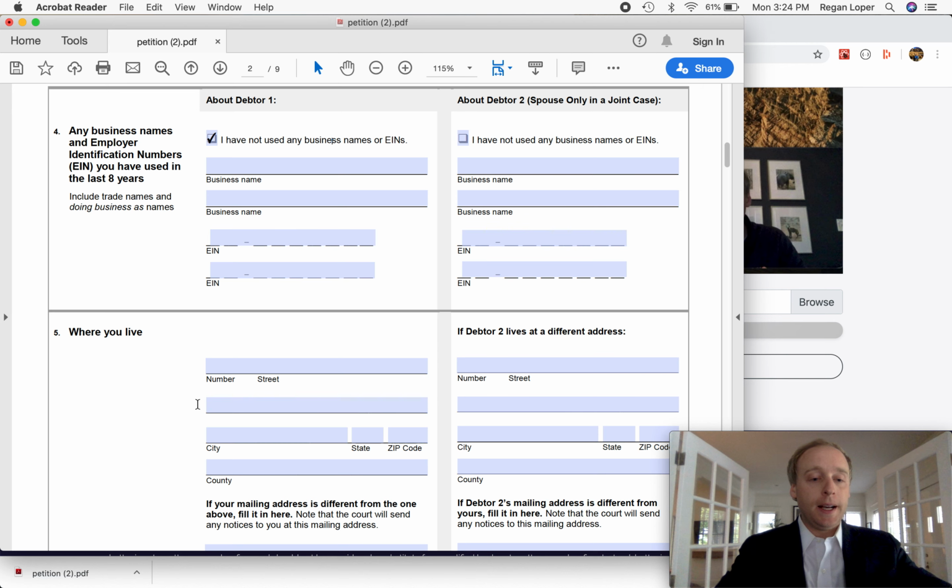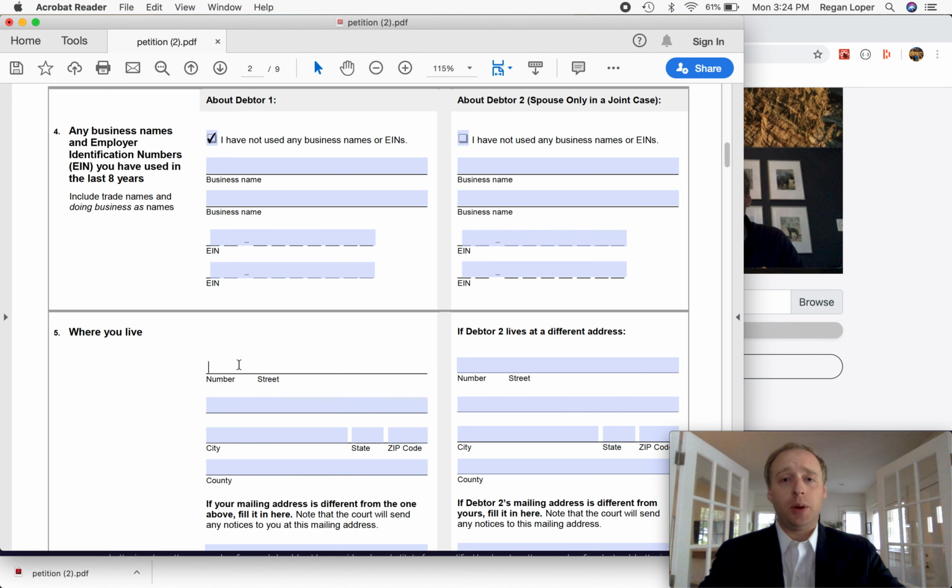Okay, let's enter in an address. I'm going to go ahead and enter in a fake address. I'm not going to use this person's real address just for privacy considerations. Even though their form is a matter of public record, I think it's probably best to go ahead and make up a fake address. In this section, of course, you would put in the address where you live.